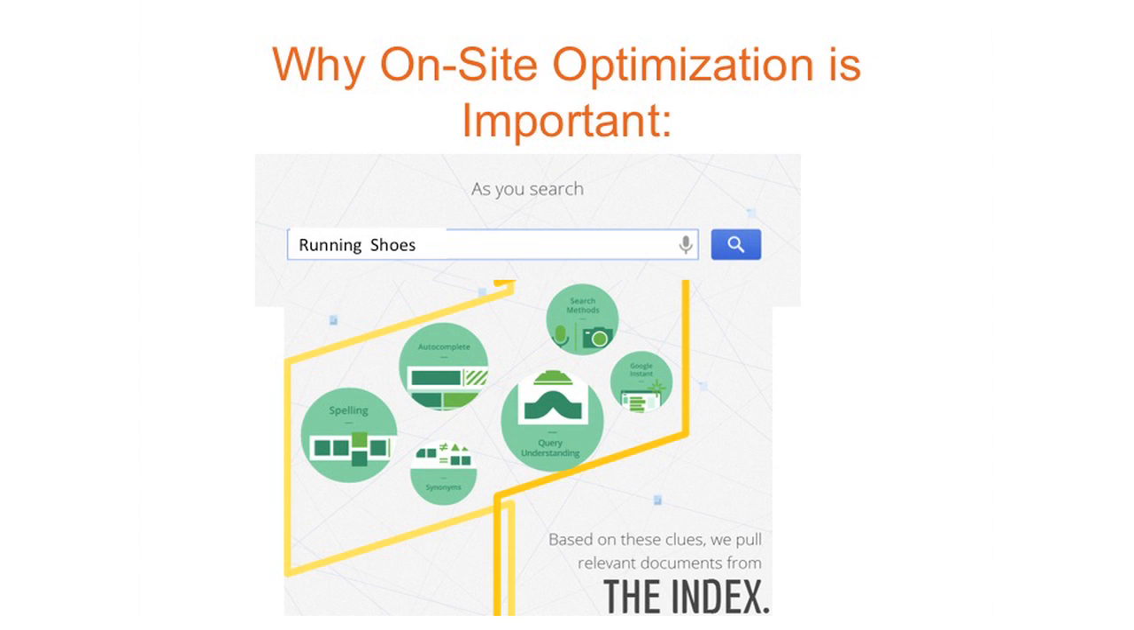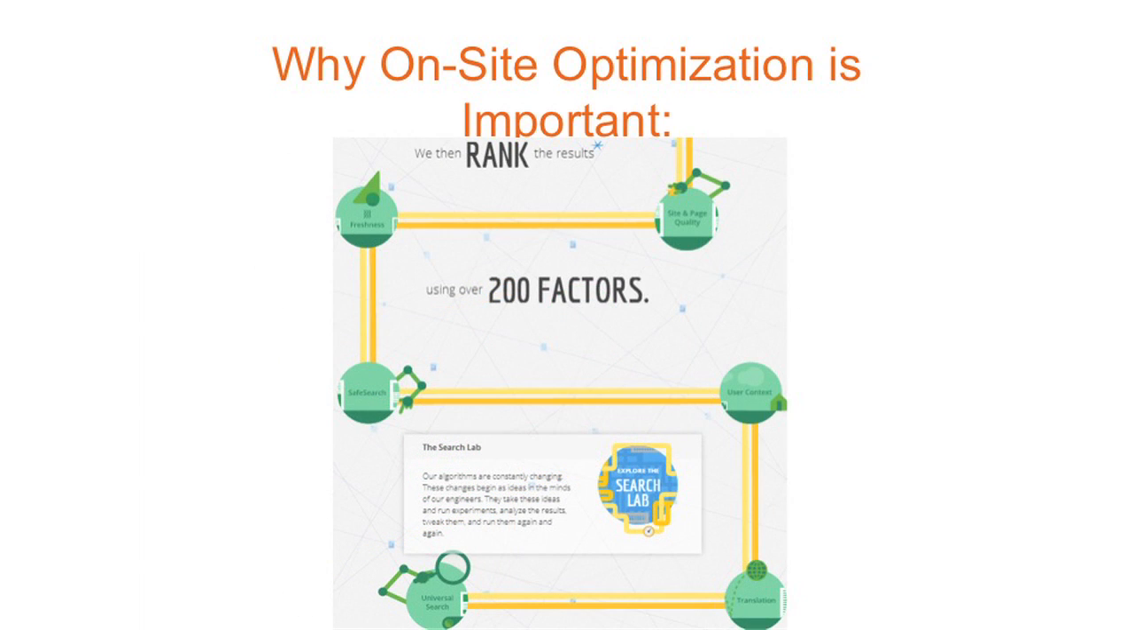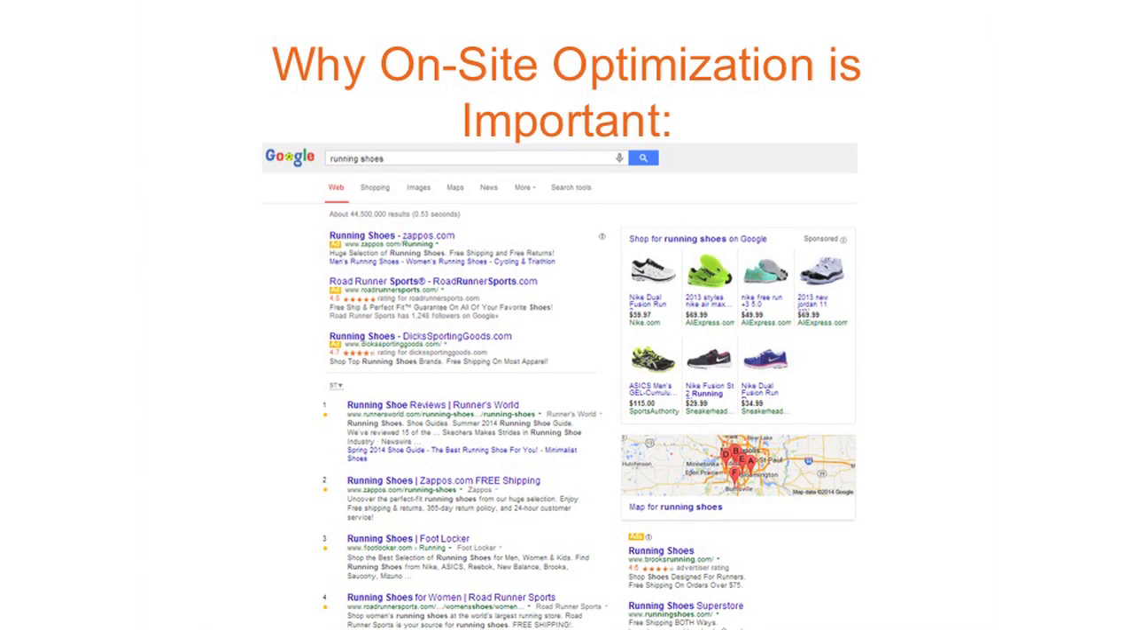Let's start off with an example. Say you want to search for running shoes. You go to Google, you type in running shoes, and you hit enter. Google then looks at your query, and based on the clues, it pulls relevant websites from its index, which consists of 60 trillion pages. Google then ranks the websites using over 200 factors, with some of these being site and page quality, freshness, content, ultimately ending with your results page.